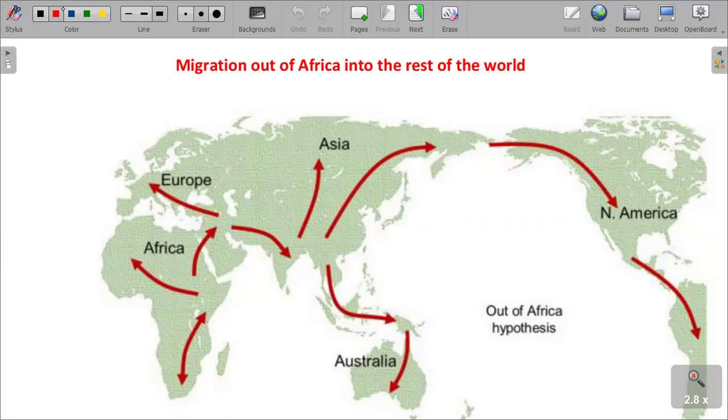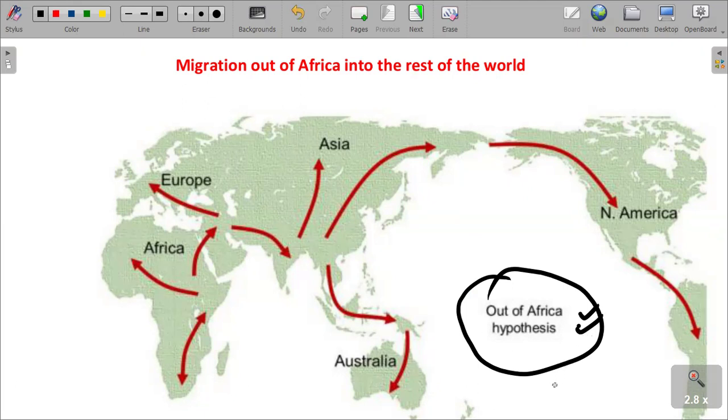The out of Africa hypothesis is one of the key concepts, which we understand and know very well. It is very important in our syllabus. It's quite a concrete, substantive concept in evolution.